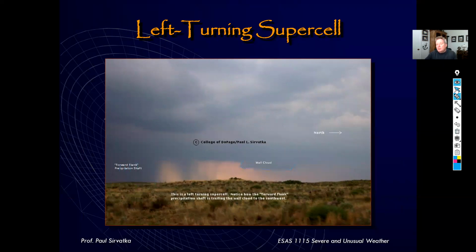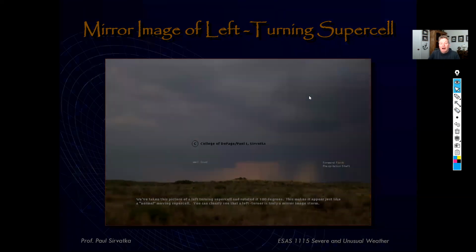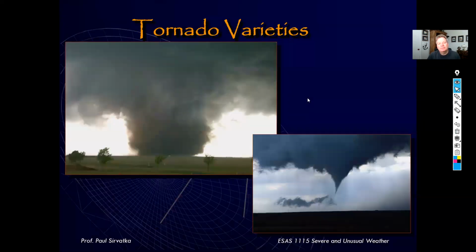Now, if you don't believe me, this next picture actually is a physical mirror image of this image. So we flip it around, and it looks just like we would expect of a supercell. The wall cloud, the forward flank precipitation, and this is actually a mirror image picture of this reality. So I think that's kind of a cool thing too.